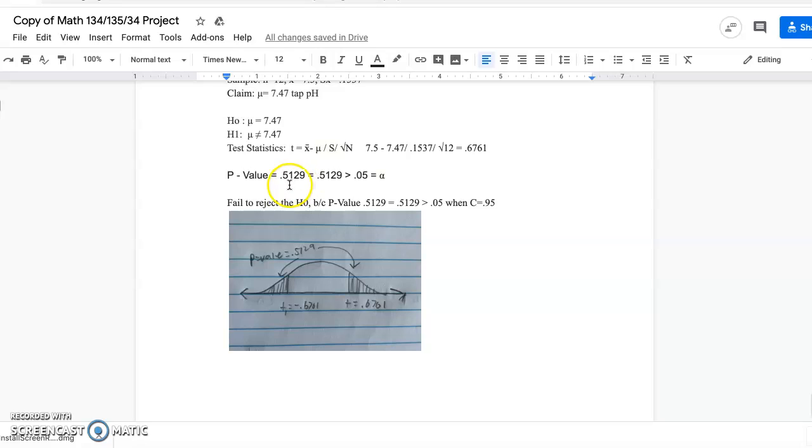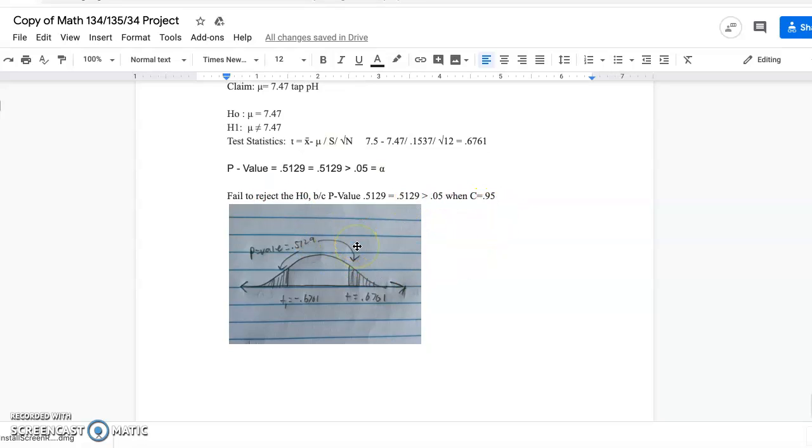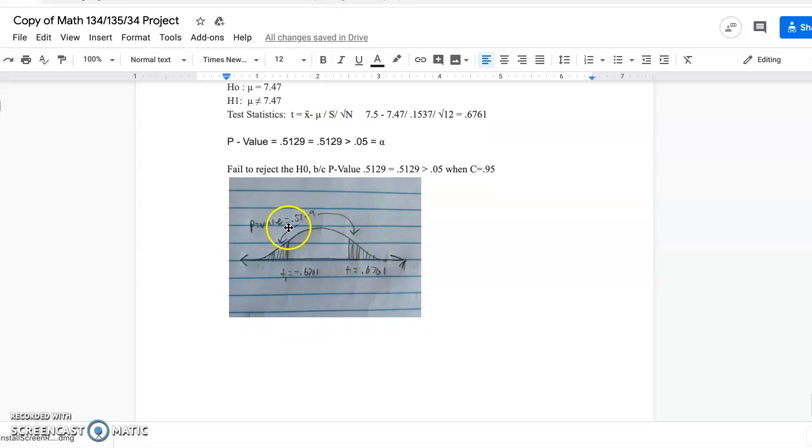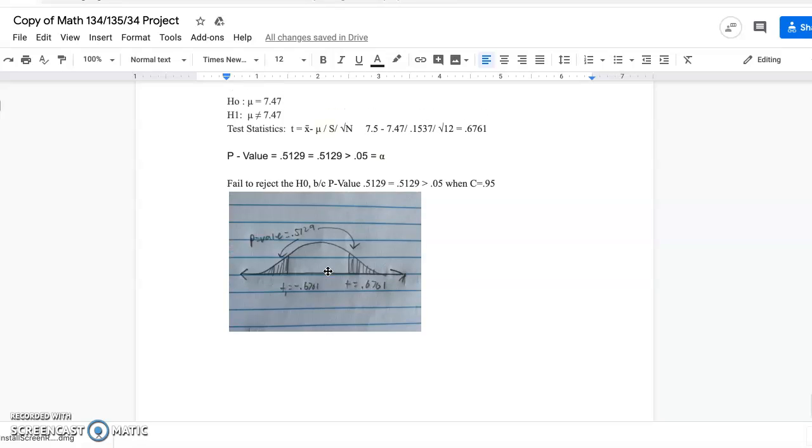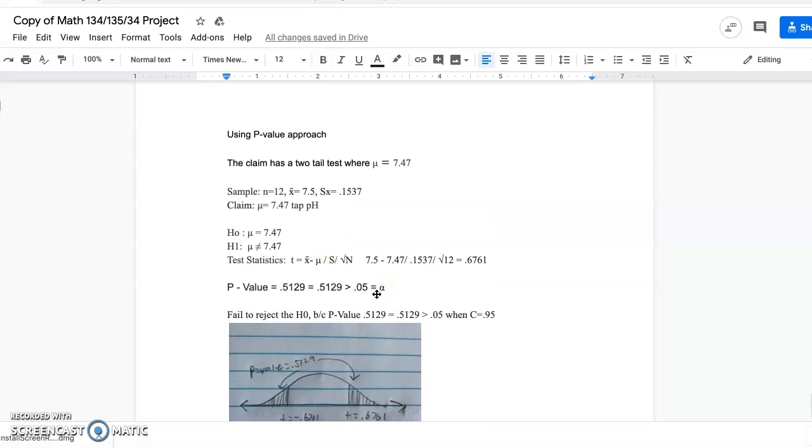And the p-value was given as 0.5129 in the calculator. And since 0.5129 is greater than 0.05, we would fail to reject H0 because the p-value is bigger than 0.05 when C equals 0.95. So we would fail to reject that. And here's a sketch given here. The p-values are the areas on the left and the right side, which is 0.5129. And our test statistic is 0.6761, given here.